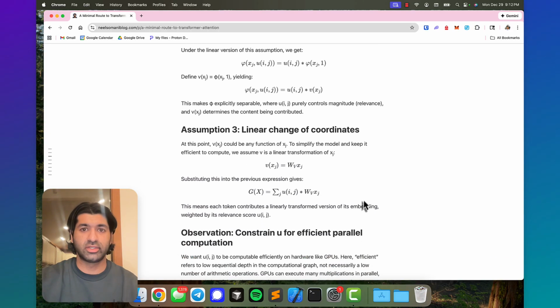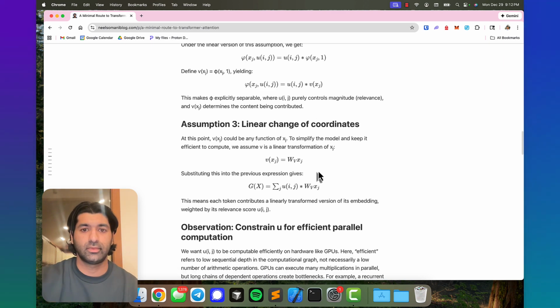Right, now the question is, what does v look like? And we simplify the problem. We say that it's just a linear change of coordinates. So like I was saying at the beginning of the video, you can think of these weight matrices as change of coordinate matrices. So we're just taking the embedding x sub j and we're changing it into value space. Ultimately, the output of the attention operator is going to be some linear combination of those value vectors.